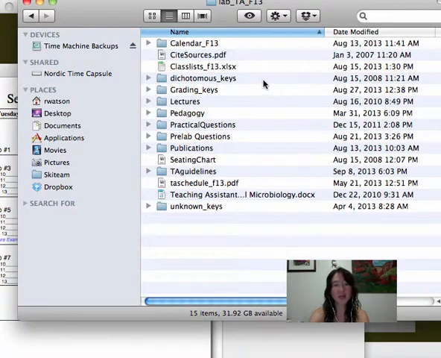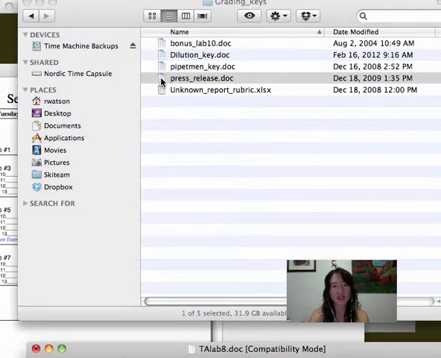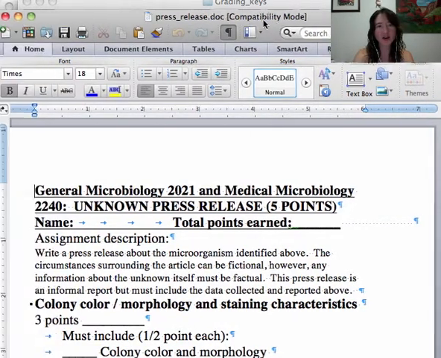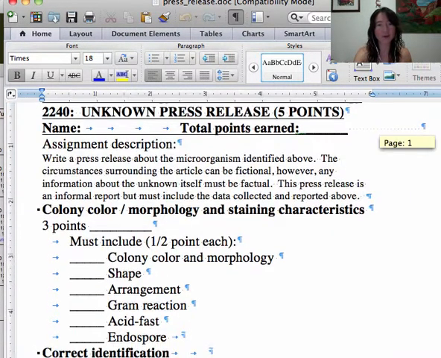So you'll find those right here on your jump drive, and you'll notice that there's a whole folder that is labeled grading keys. So just go ahead and click on that folder, and you'll find in here both the dilution key and also the unknown press release. Let's just open up the press release one. And you'll notice here that it's pretty straightforward, but I would suggest printing this off for each of your students so they understand how it was that you came to the grade that you assigned them. Very important to communicate that.